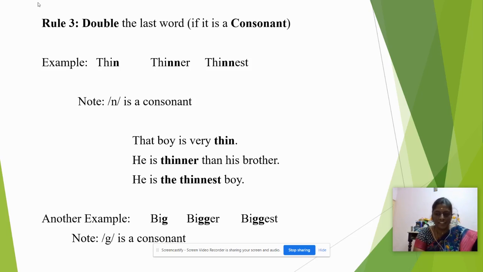Hot. One syllabic word, hotter, hottest. Big. One syllabic word. Only once we are pronouncing the word big. Big, bigger, again doubling the last consonant. Bigger, biggest. So rule three is we have to double the last letter. Thin, thinner, thinnest. Hot, hotter, hottest. Big, bigger, biggest. That's rule 3.